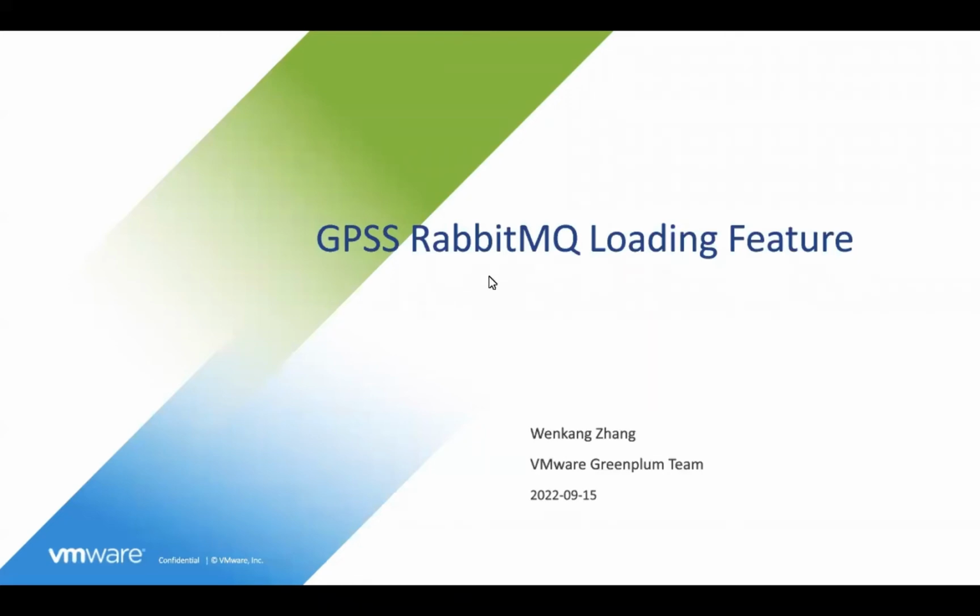Today, I would like to introduce the GPSS RabbitMQ loading feature. It is a key feature of GPSS 1.8, which is packed in Greenplum 6.22. It loads data from RabbitMQ traditional queues or RabbitMQ streams into Greenplum Database.